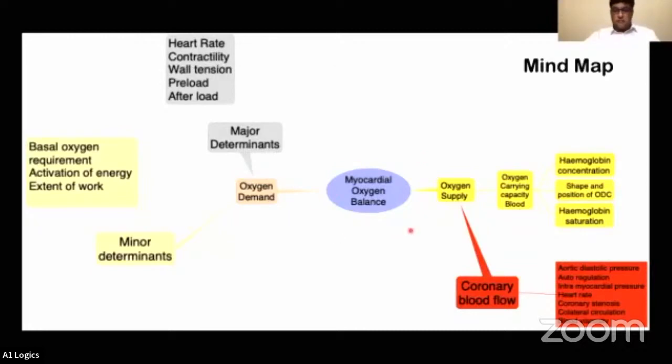So myocardial oxygen balance, again, oxygen supply depends on the oxygen carrying capacity of the blood, and that depends on hemoglobin concentration, shape and position of the ODC, and hemoglobin saturation. And the coronary blood flow depends on aortic diastolic pressures, autoregulation, intramyocardial pressures, heart rate, coronary stenosis, collateral circulation, and blood viscosity. When there is demand, there are major determinants and minor determinants. Major determinants are heart rate, contractility, wall tension, preload, afterload. Minor determinants are basal oxygen requirement, activation of energy, and extent of work.